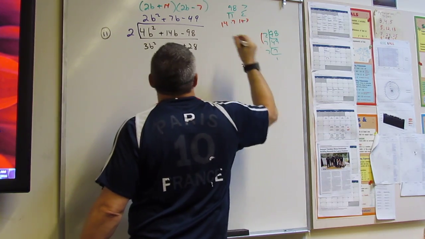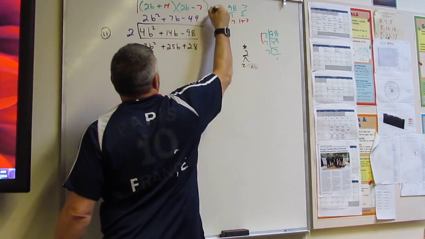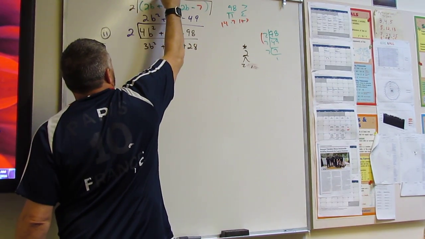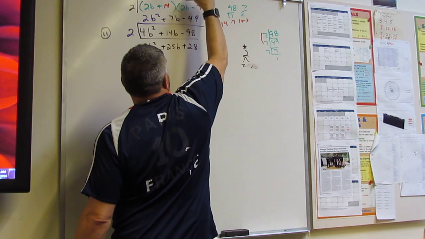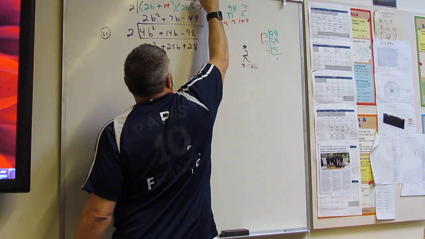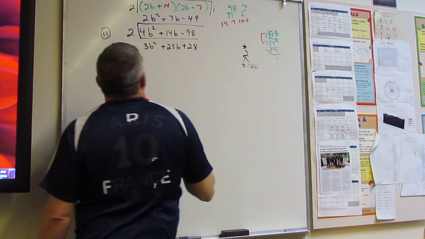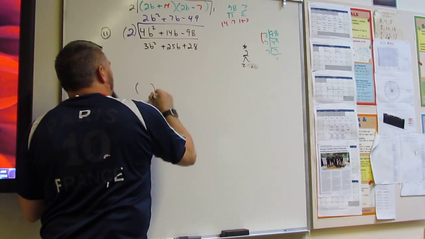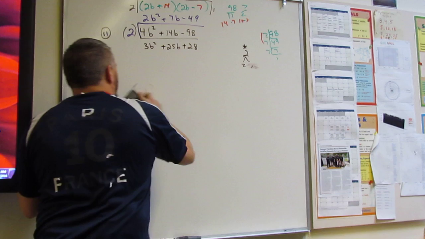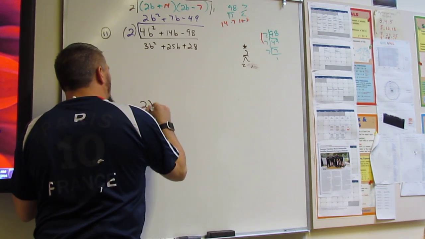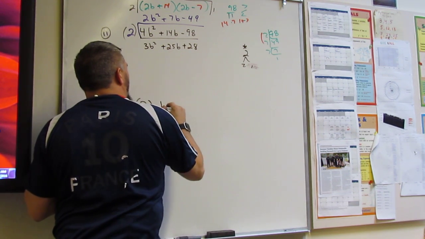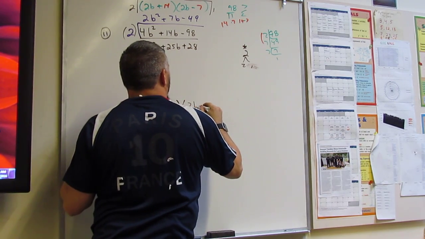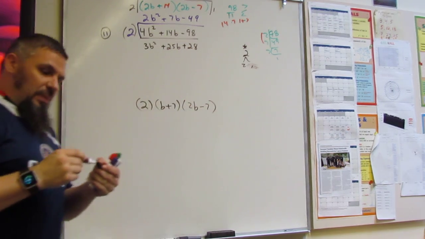So I got to pull out a 2 and a 1. Which one of these does a 2 go into? The first one. So I got b plus 7, and I've got 2b minus 7, right? Now I've started out with this 2, so I can't forget that 2. That 2 is always there.